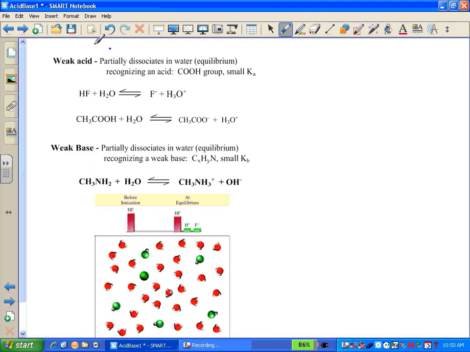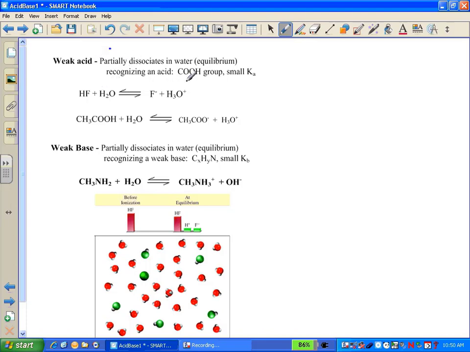When we're dealing with a weak acid or base, we're going to need to use the Bronsted-Lowry definition because we're going to be looking at equilibrium. A weak acid or a weak base is something that only partially dissociates in water. And you're going to see that a lot of these will dissociate less than 5%.